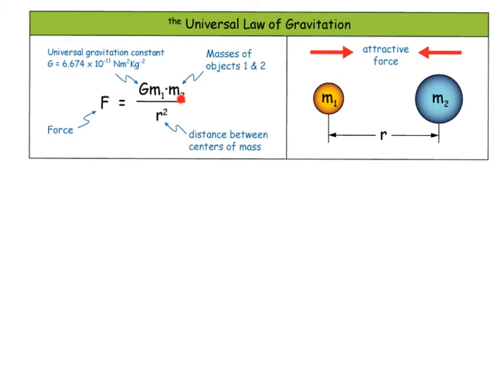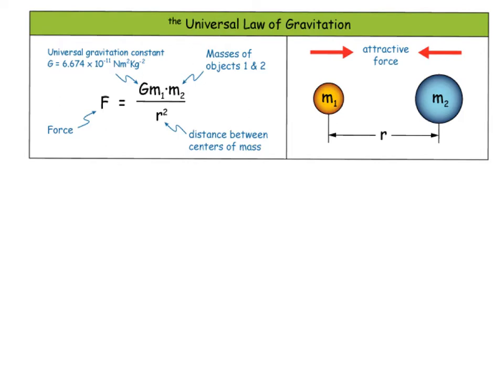So M1 and M2 are your two masses, and you're measuring the attraction between those two masses. And R is going to be the distance between the centers of the two masses. So for an example, if this is your M1 and this is your M2, we're going to measure it from the center of M1 to the center of M2. That distance is going to be your R.